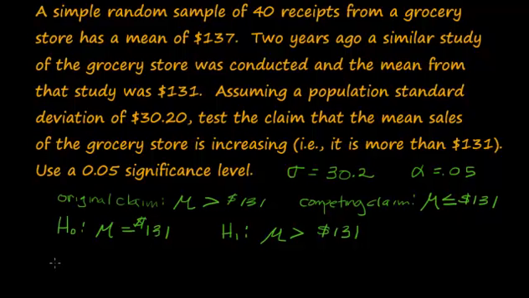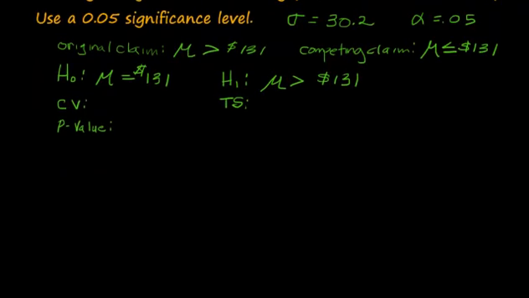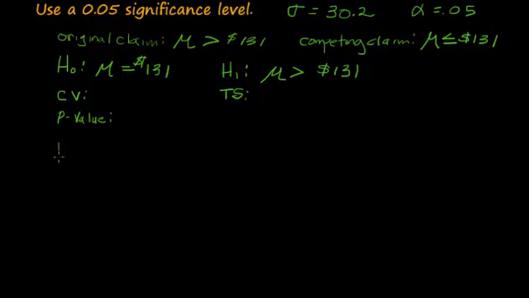Okay, so we will find our critical value. The calculator will give us our test statistic and our p-value. And we'll make a decision. So now let's look at our decision diagram.